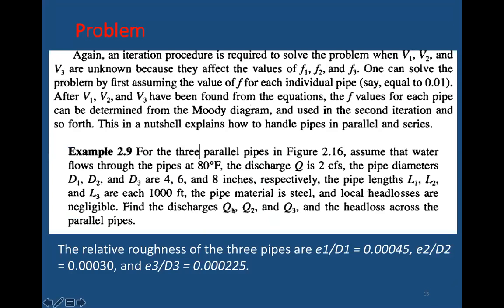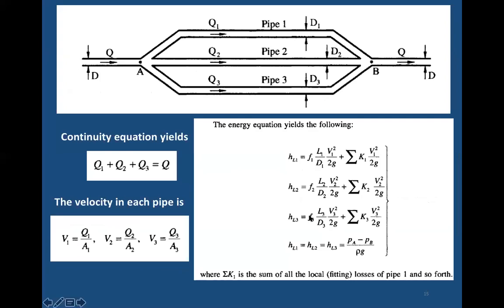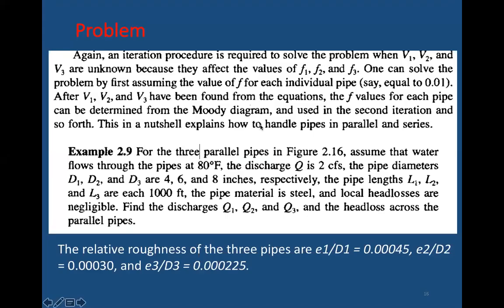Now find the discharges Q1, Q2 and Q3 and the head loss across the parallel piping. The relative roughness of the three pipes are E1 by D1 equal to 0.0045, E2 by D2 equal to 0.0030 and E3 by D3 equal to 0.0225. Why am I giving this relative roughness? Because you have to use the Moody diagram again. You have to calculate the Reynolds number. Once you get the Reynolds number, and I think you can recall the Moody diagram, you have the Reynolds number and you know the relative roughness, so go to that curve and see the friction factor. In this way you calculate F1, F2, F3, and V1, V2, V3 you have to calculate from there.